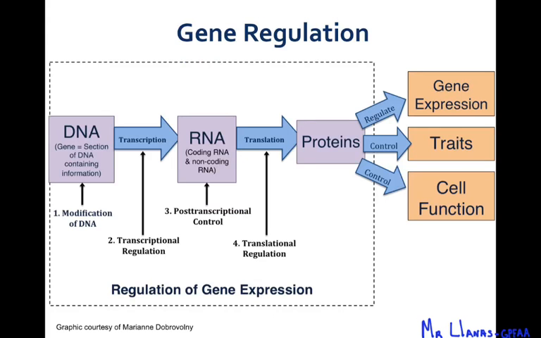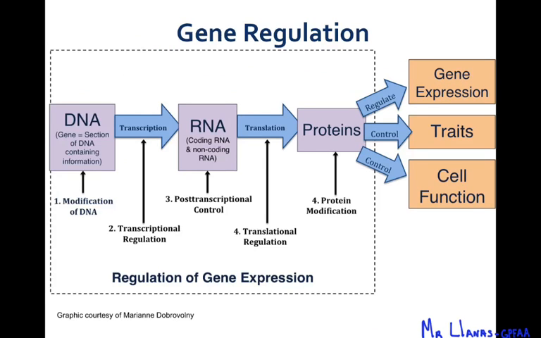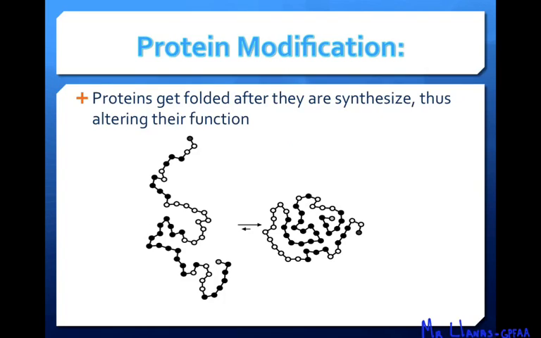All right, so let's keep going. Number 4, translational regulation. Again, that's the same thing. You can either have translation turned on or off. Proteins can also be modified. Once the DNA gets transcribed into mRNA, mRNA is spliced, and then all the exons that are left are translated into proteins. The proteins can still be modified, and the way they're modified is by the way they're folded. Proteins get folded after they're synthesized, changing the shape. Remember that: structure equals function.